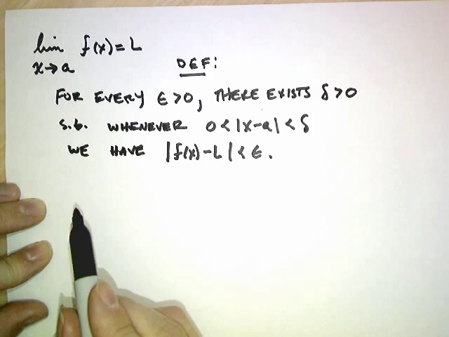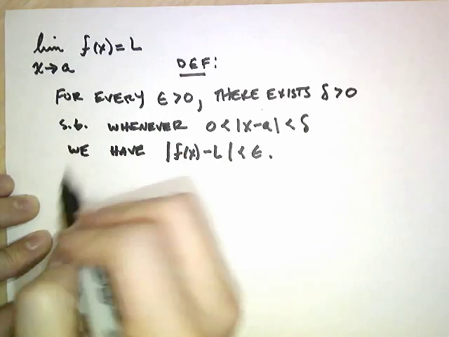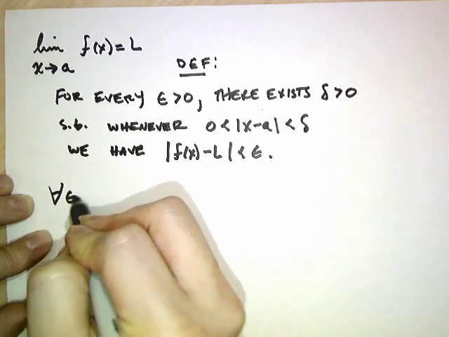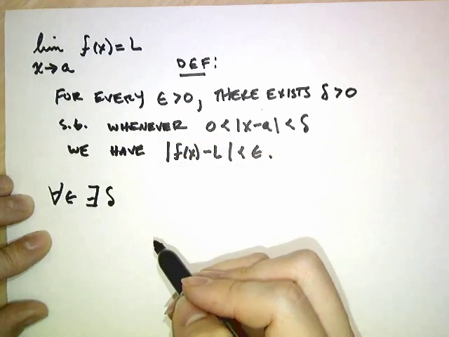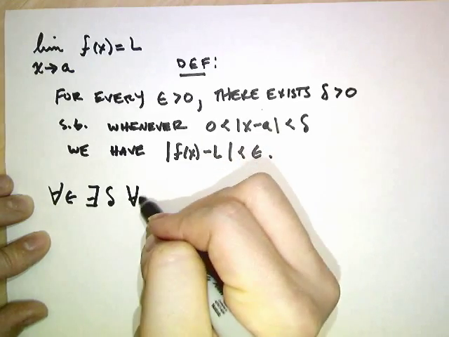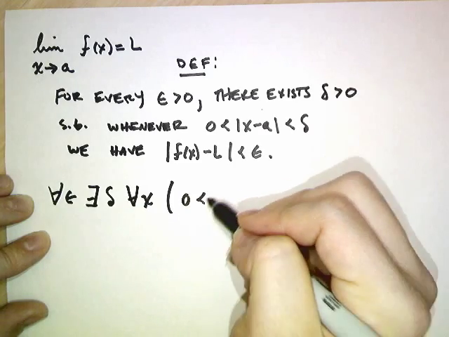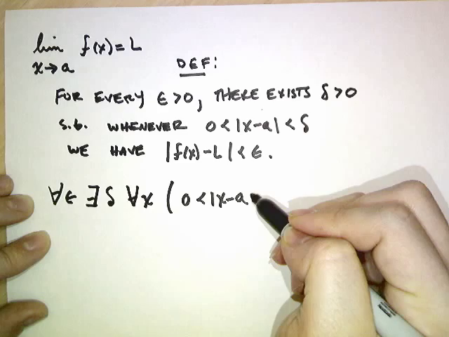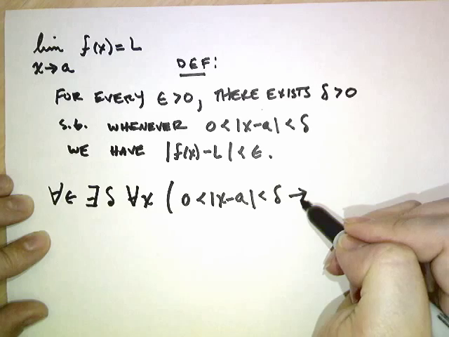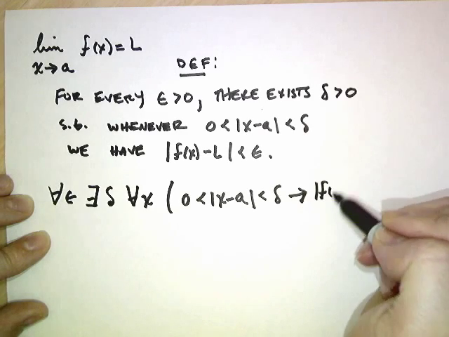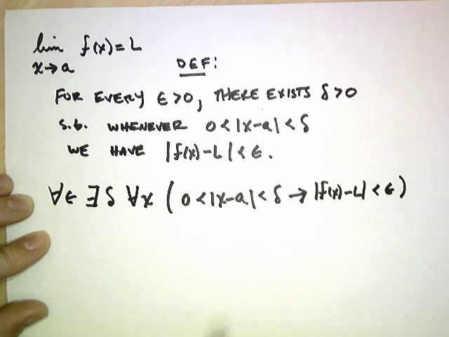Okay. Now how can we write this using quantifiers and more mathematical notation? Well, we have a for every epsilon here, so we want to write for every epsilon, there exists a delta such that for every x, whenever x is within delta of a, it implies that f of x is within epsilon of L.